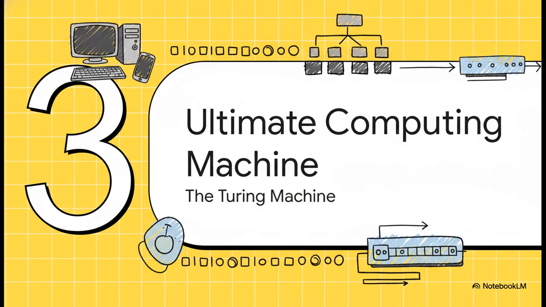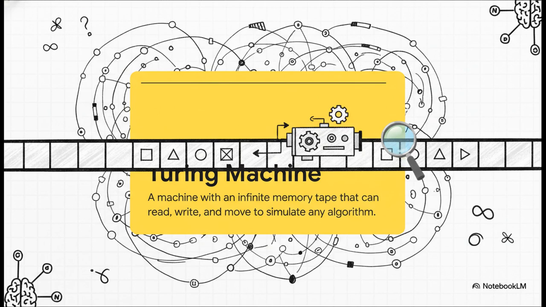Okay, so we've gone from no memory at all to a simple stack. But let's be real, that's still not powerful enough to describe the computer on your desk. We've climbed from the ground floor to the first step of the ladder, but now it's time to jump to the top. We need to look at the theoretical blueprint for basically all of modern computation. And this is the Turing machine. As a concept, it's incredibly simple.